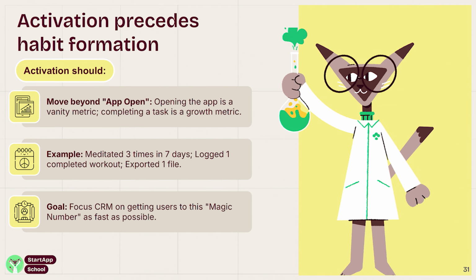So the goal of this is to focus CRM on putting users to this kind of magic number. So is that action once? Is it twice? Is it 3 times? What is the action in the first place? How many times does the user need to do it? And then how can we help with CRM messaging get users to complete that as fast as possible?